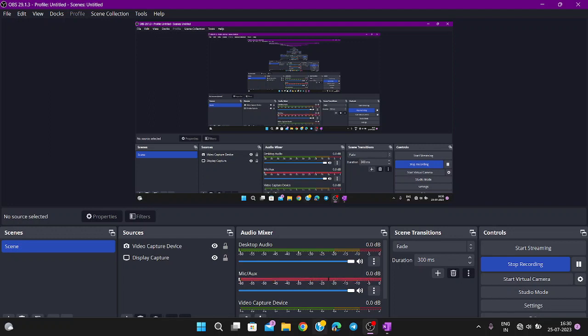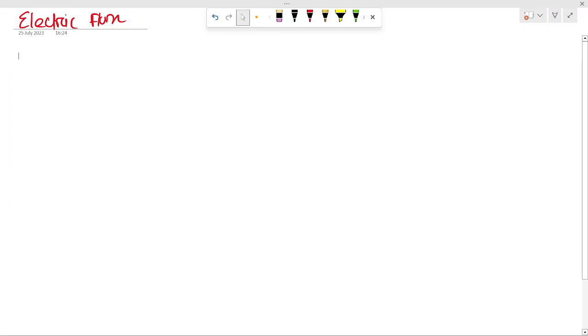Okay, we will start with our electric flux and Gauss theorem today. It is a very important portion of your electrostatics. So let's start with our electric flux. What do we mean by electric flux?